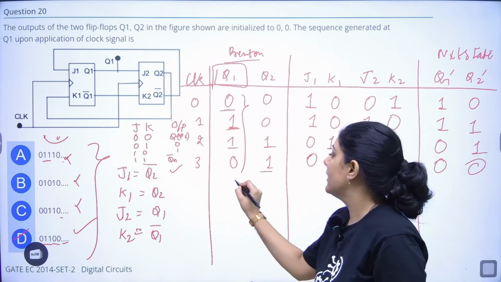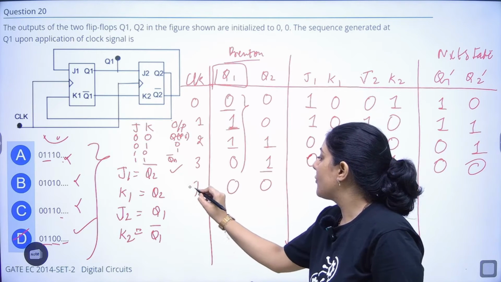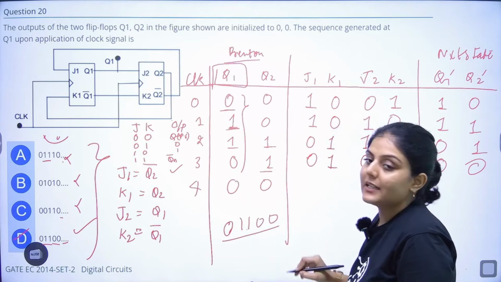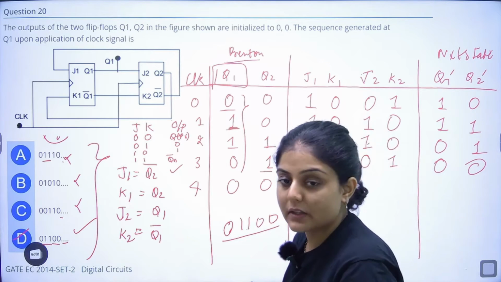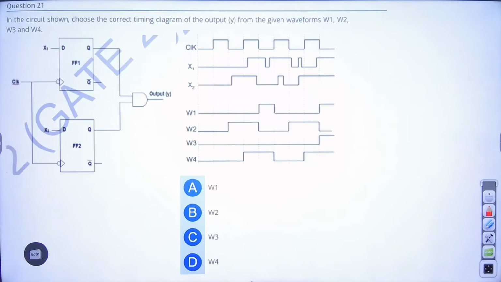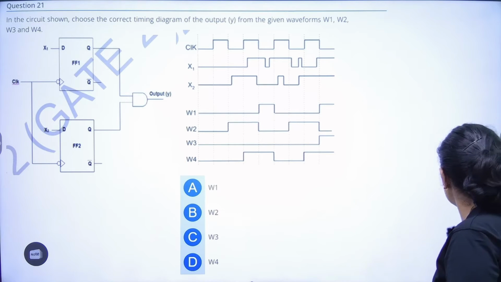Here you can see it is 0, 0 on the fourth clock pulse. This is your sequence: 0, 1, 1, 0, 0. Option D is satisfying this. Great. Moving on to the next question.